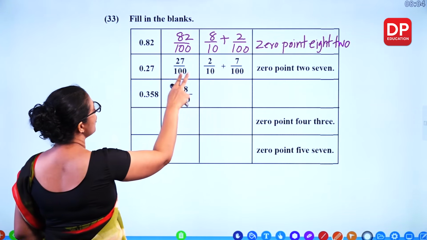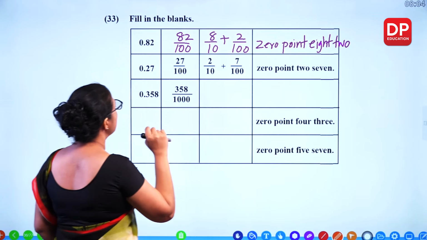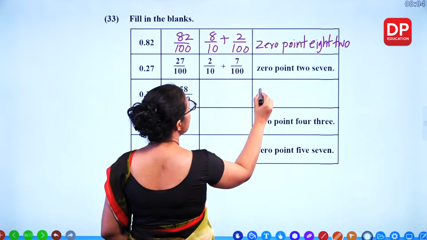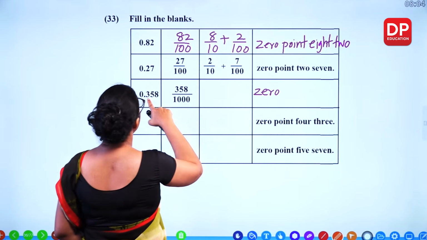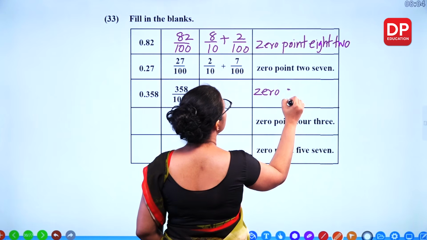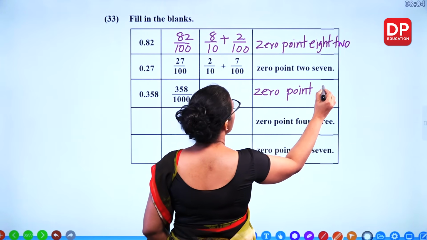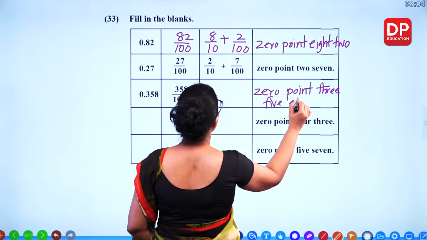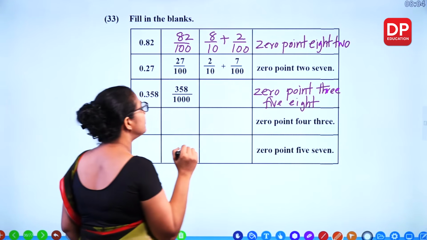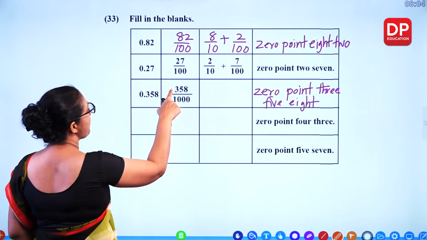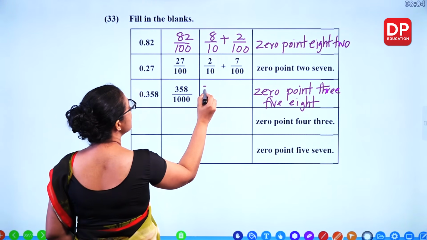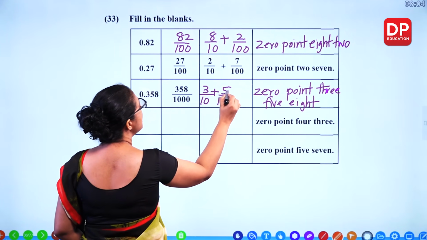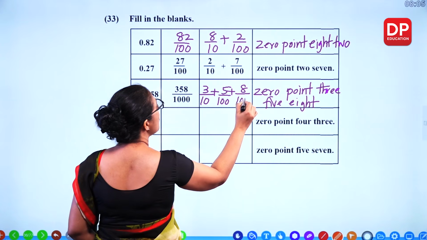Now this one is done for you, 27 over 100. You can split like that. So now we'll do this one, 0.358. I'll first write down the name, 0.358. So how can we split this? This is divided by 1000. I can write 3 over 10, 5 over 100 and 8 over 1000.